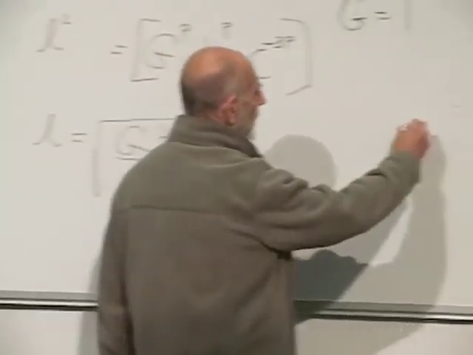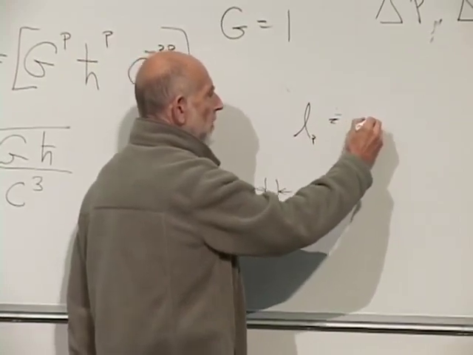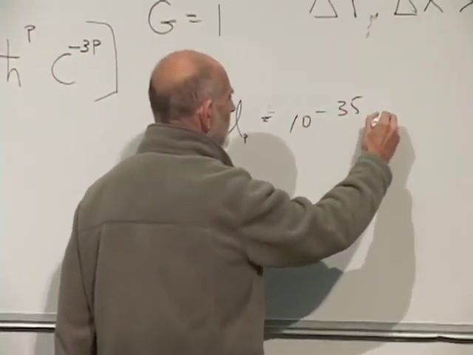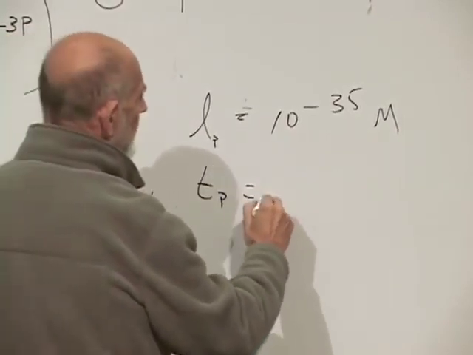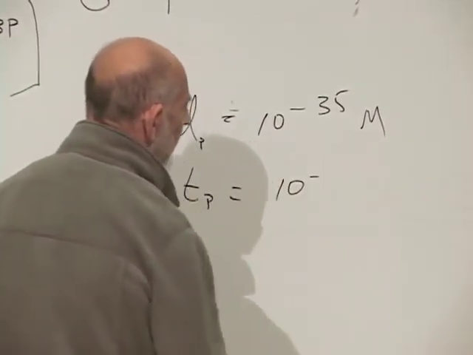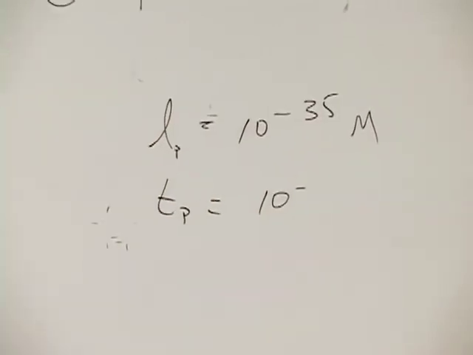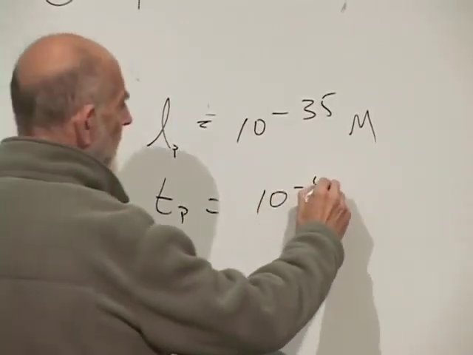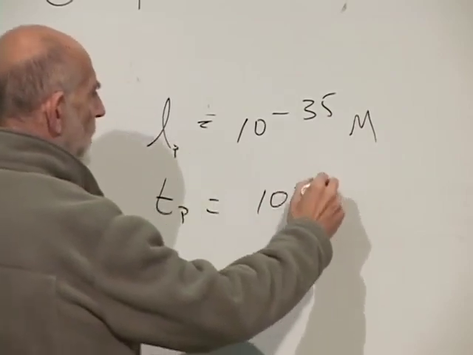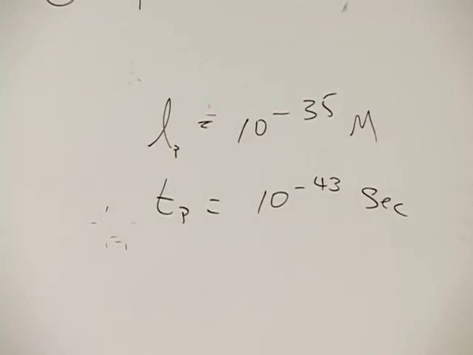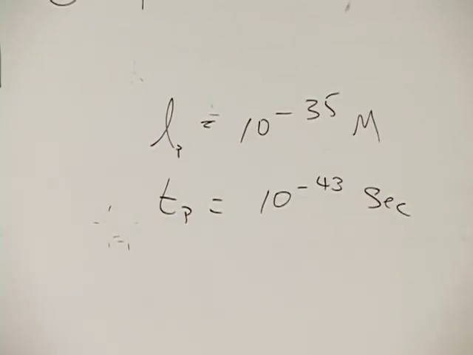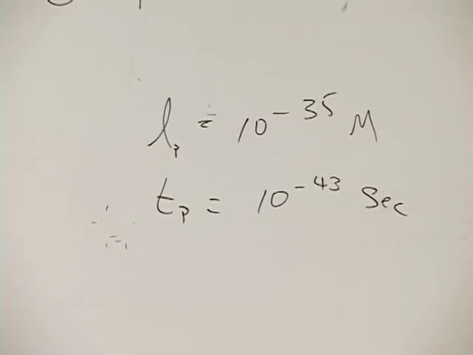So the Planck length, L Planck, is 10 to the minus 35 meters. The Planck time is 10 to the minus 43 or 42, something like that, 10 to the minus 43 seconds. Now what about the Planck mass? We haven't figured out what the Planck mass is, but we could do exactly the same calculation to work it out.